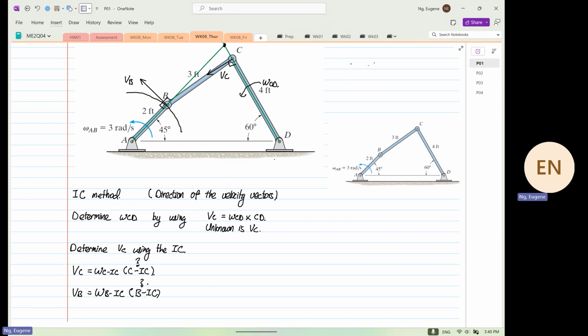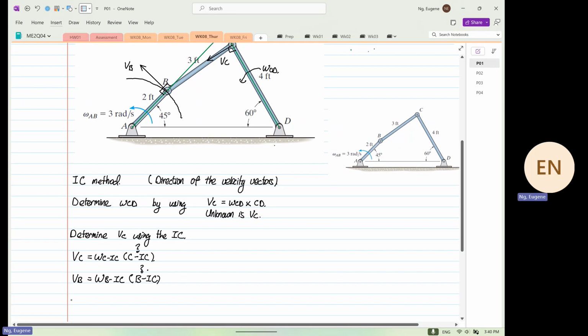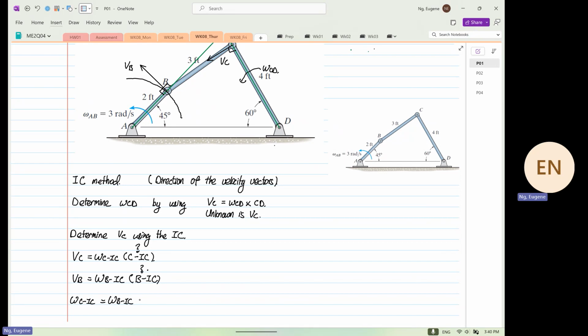But now, knowing omega CIC and omega BIC, we know that omega CIC is equal to omega BIC, and this is equal to omega BC. Right, so with this, I'm going to circle our unknown. This we don't know. However, for omega BIC, we know VB. We can determine omega BIC if and only if we know the distance BIC. This is the solution procedure that we are going to take.